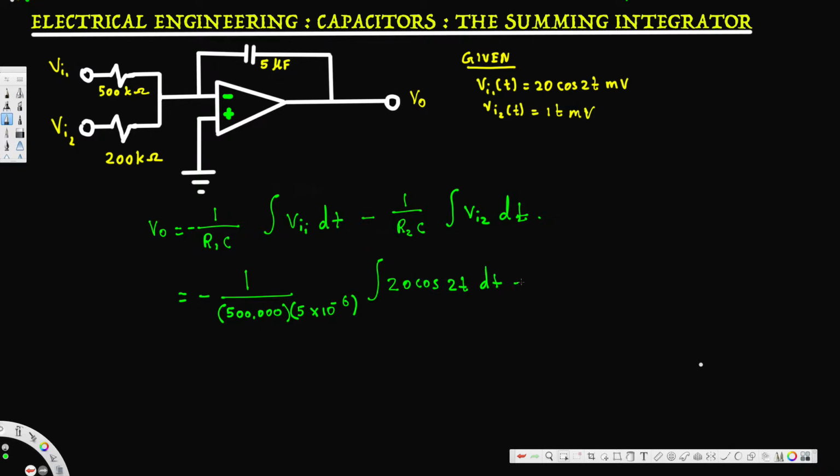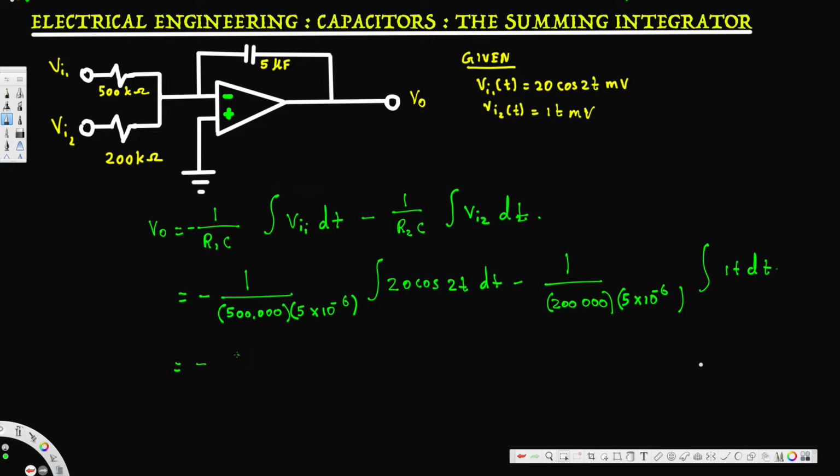So dt, minus 1 over R2, that's going to be 200,000 multiplied by the capacitance, that's 5 times 10 to the power of minus 6 farad. Integration, the second voltage input is 1t dt. Okay, now let's go ahead and do the integration.